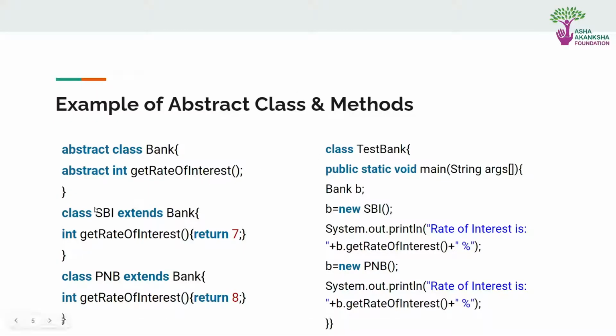Then we create a normal class SBI which will extend Bank. So a child class is inheriting from this abstract class Bank, and within this child class we override the method getRateOfInterest. It will return 7. Similarly, if we have another class PNB and do the same, we can just override the getRateOfInterest method.